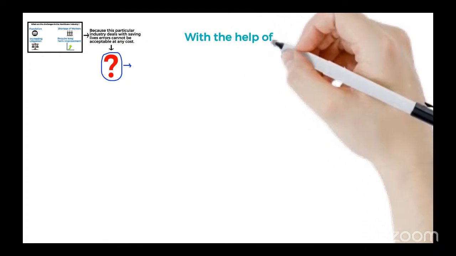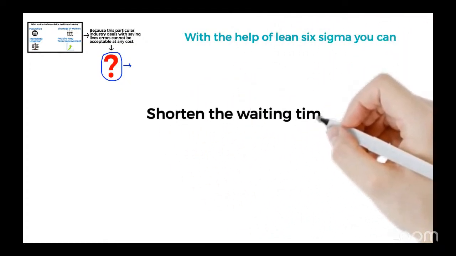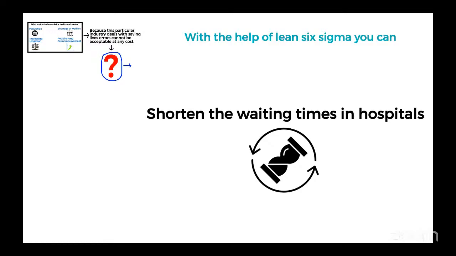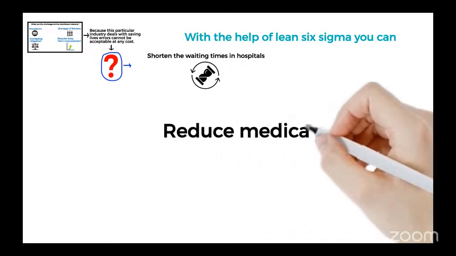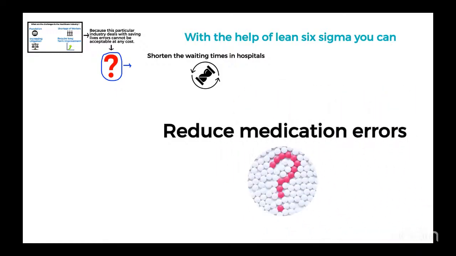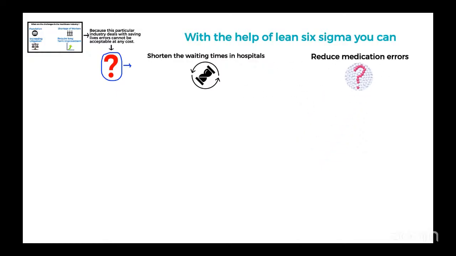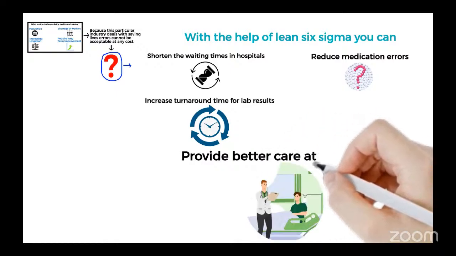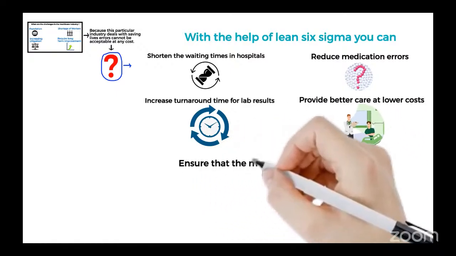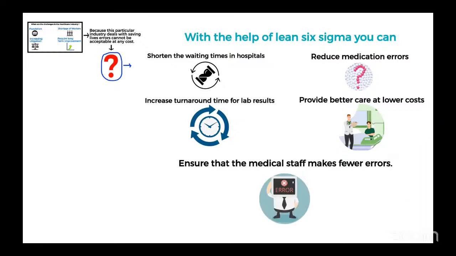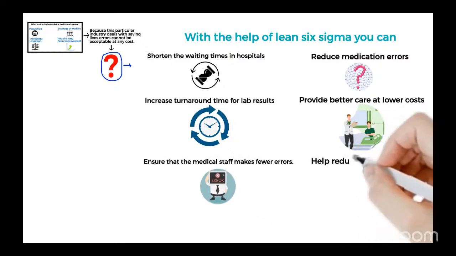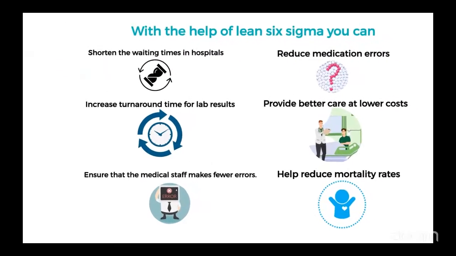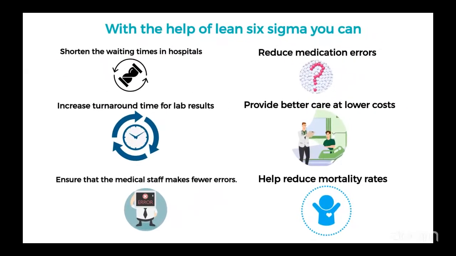With the help of Lean Six Sigma, you can shorten the waiting times in hospitals. The less people wait, the more efficient the hospitals will become. Reduce medication errors and even try to completely eliminate them. Improve turnaround time for lab results. Provide better care at lower costs, ensure that the medical staff makes fewer errors, reduce mortality rates, improve patient care, improve quality, and improve overall patient experience.